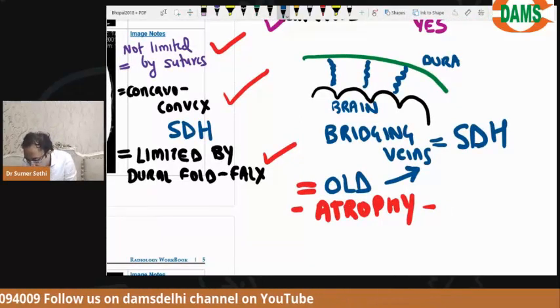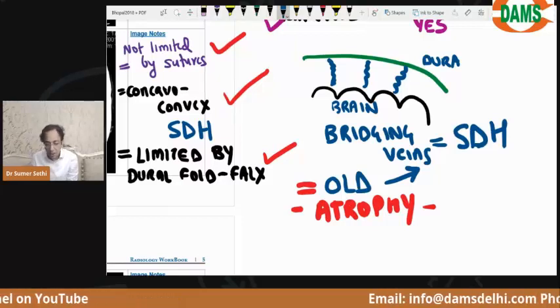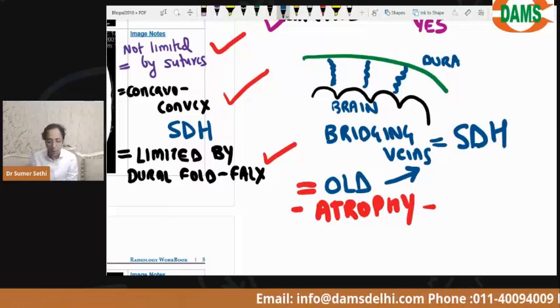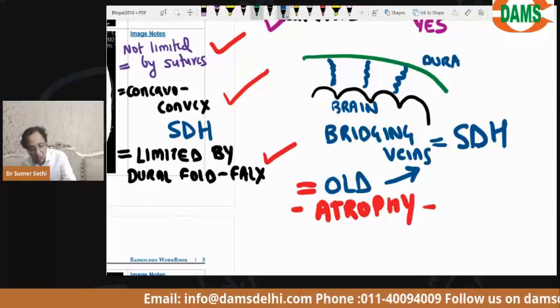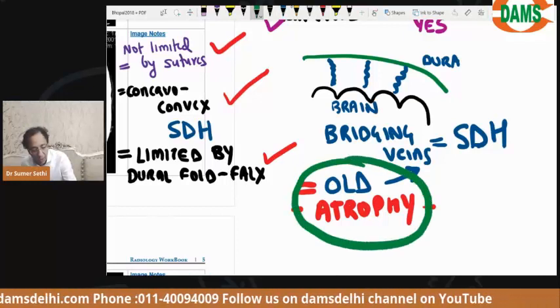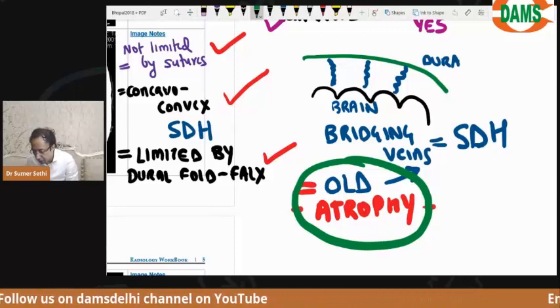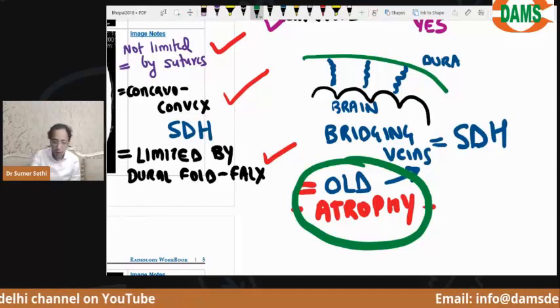Are you clear? Are you able to understand now? Many of you were asking the etiology of SDH. Subdural is due to rupture of bridging veins. These bridging veins typically are stretched in old people because of their brain getting atrophied, and that is why you have SDH in old people. Everybody clear? Now, second question.